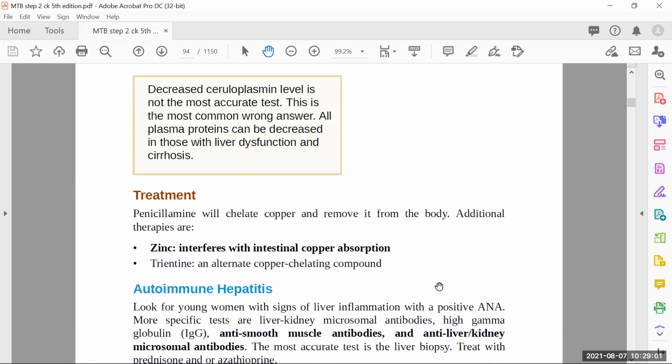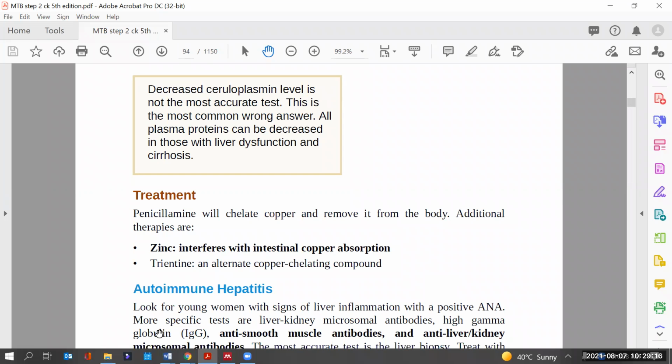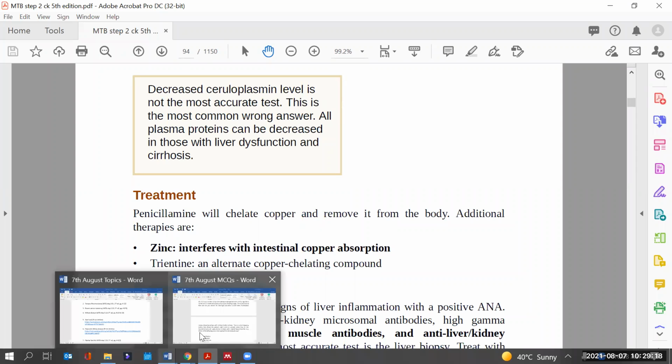But from your exam point of view, you should remember penicillamine, because penicillamine is the chelating agent that is going to take copper and excrete it into the urine. It serves diagnostic purposes as well as treatment purposes, because it's a chelating agent. So let's have a look at the question here.